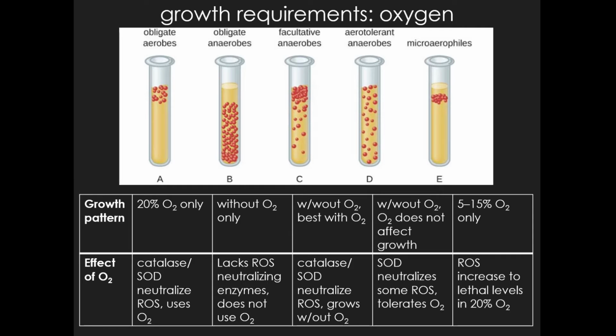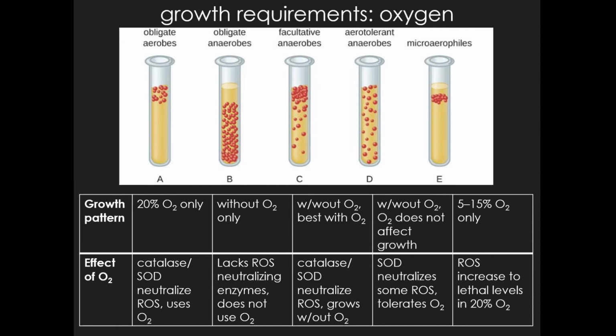The second group are the exact opposite of that. Those are obligate or strict anaerobes, and those guys will only grow in environments where oxygen is not present. And the reason for that is that these organisms lack those enzymes that would neutralize the reactive oxygen species. And so when oxygen is present, the oxygen converts to these reactive oxygen species, and then the organism dies in the presence of oxygen. So they're only capable of growing where there is no oxygen present.